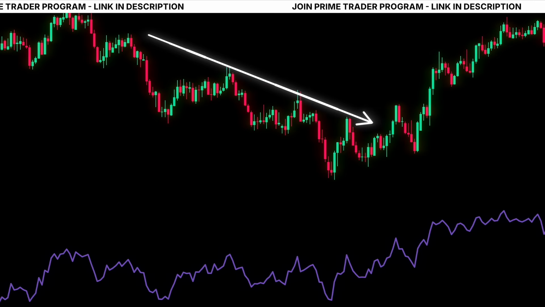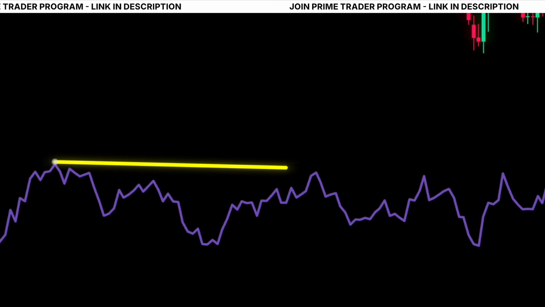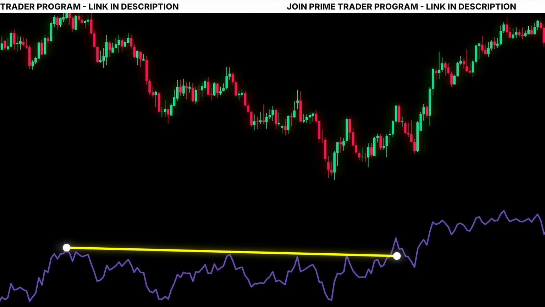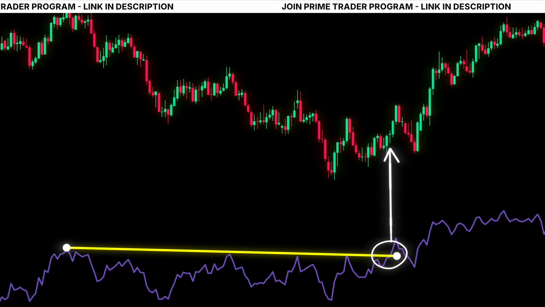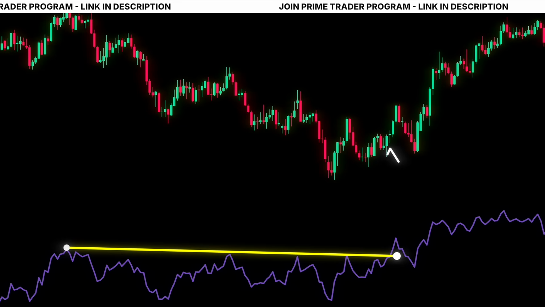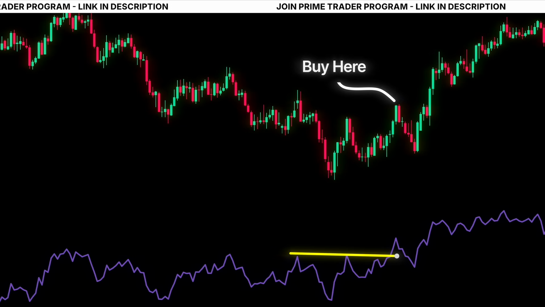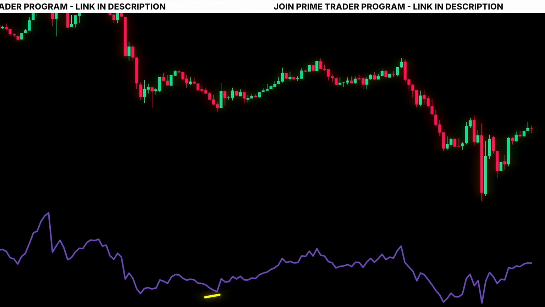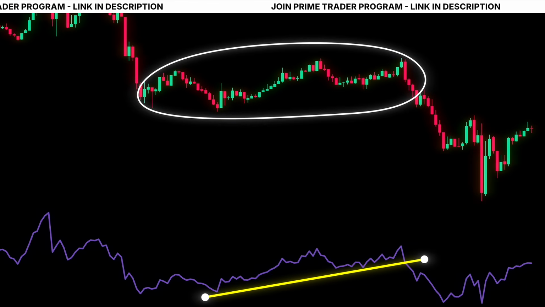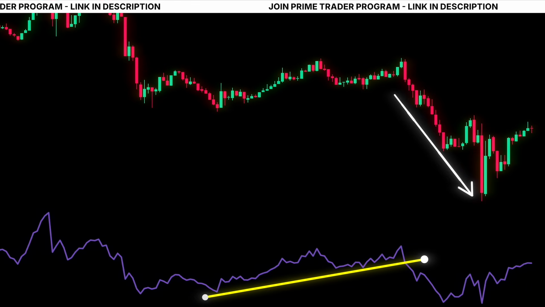In a downtrend, we can create a trend line by connecting the lower highs on the RSI. When the RSI breaks above the trend line, it indicates a possible reversal to an uptrend. Therefore, it becomes a good buy setup. We can also draw short-term trend lines on the pullbacks to enter an existing downtrend.